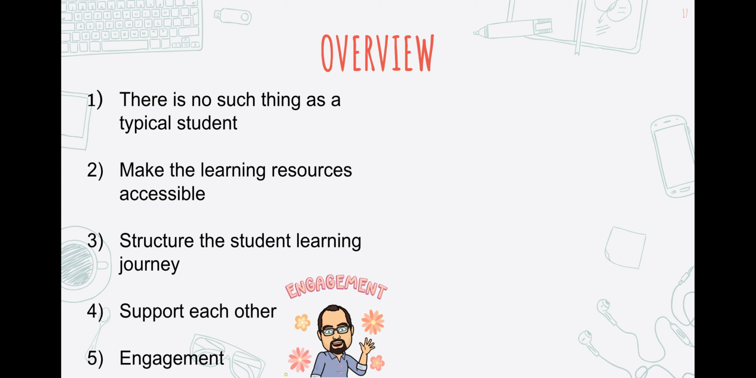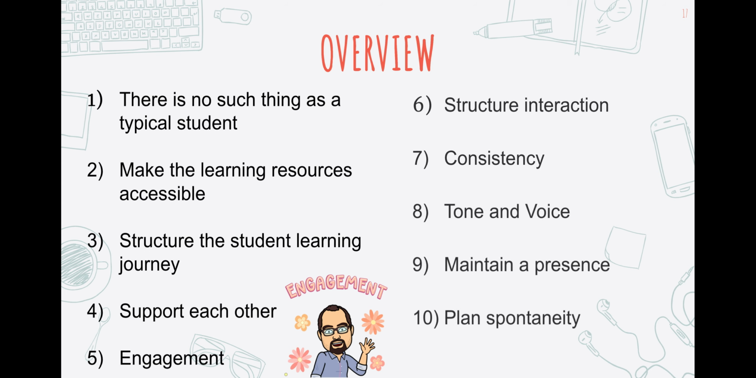Number five, engagement. Without the proper engagement, they will be lost. Six, structure interaction. So make sure they have that interaction occurring where you have set times and so forth, or it doesn't have to be times, but certain days where they can actually discuss with each other. Consistency is important. So each module should look very similar so they can actually learn from each other on that.